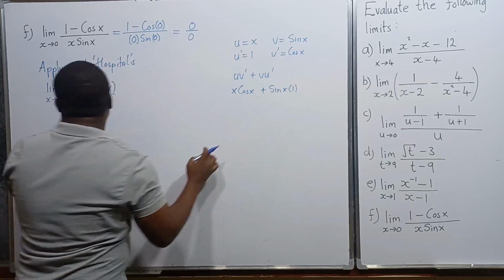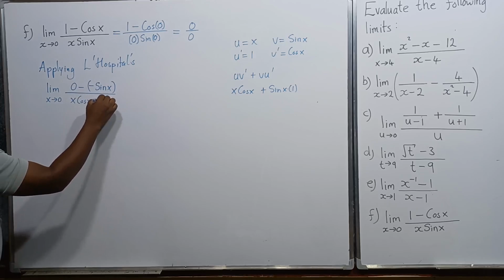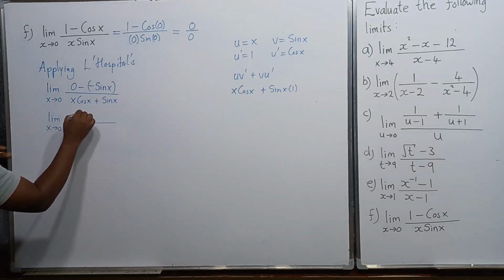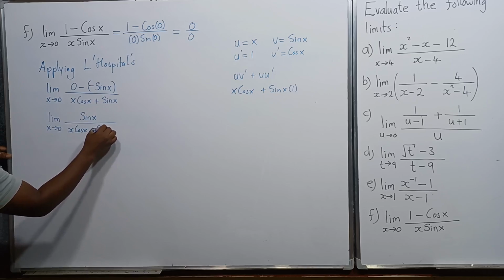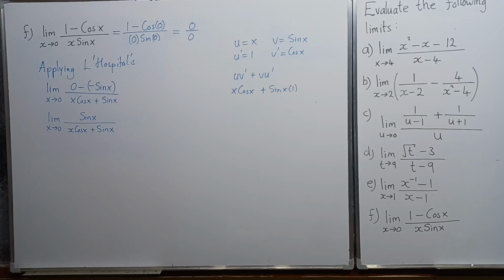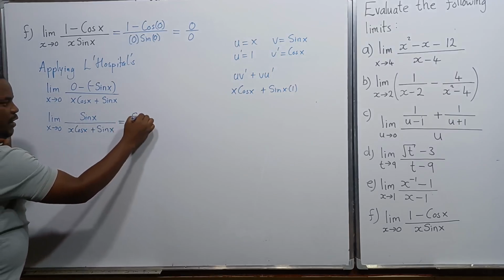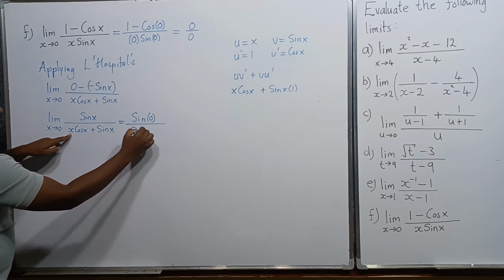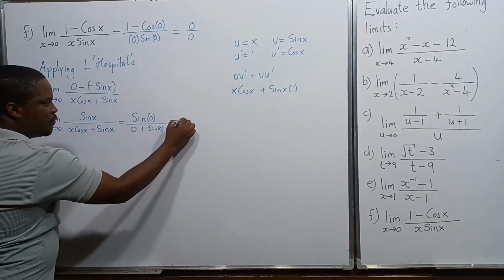So replacing the product rule here on the denominator, what we get is x cos x plus the sine of x. So this reduces to the limit as x approaches 0. In the numerator, we just have sine x divided by x cos x plus sine x. So we now try to replace x with 0. Let's see what we get. In the numerator, sine 0, divided by, replacing x with 0, 0 plus sine 0. Now, sine 0 is 0, so this is also 0 over 0.